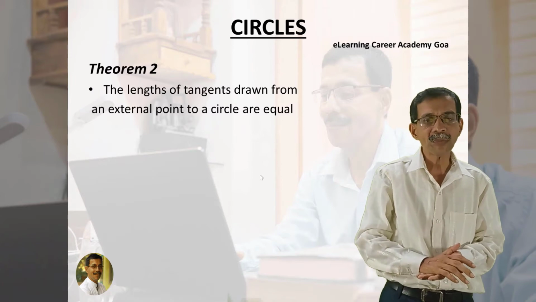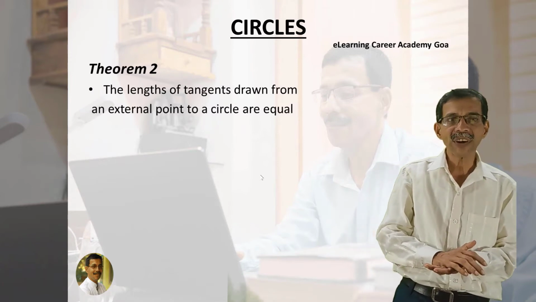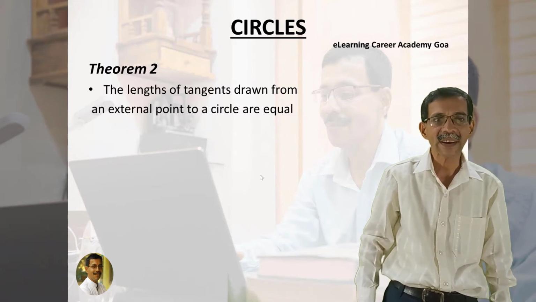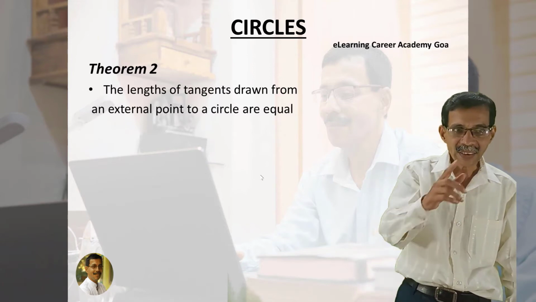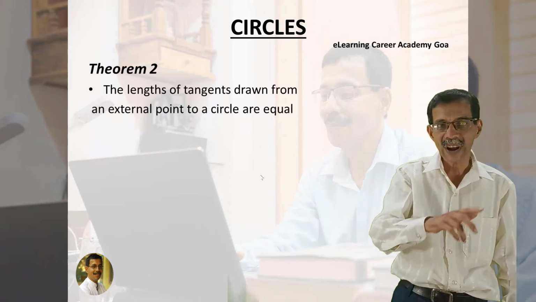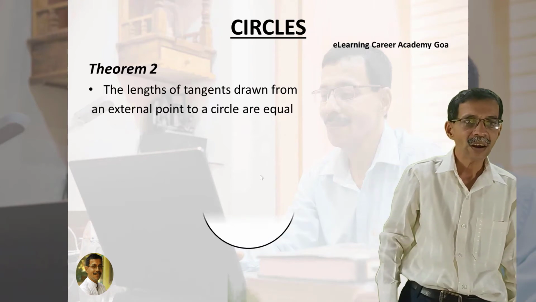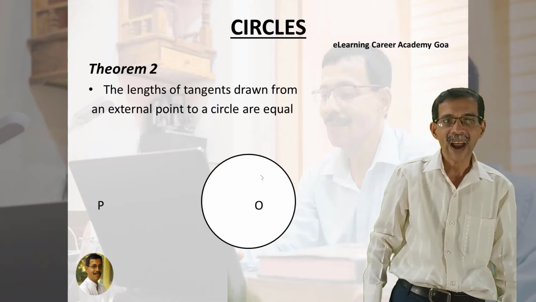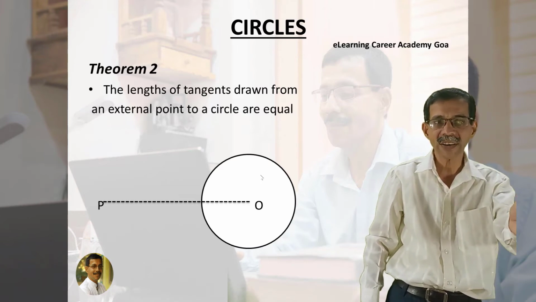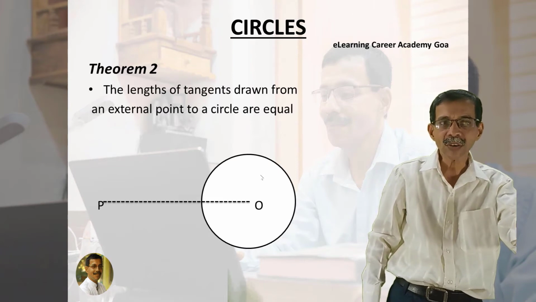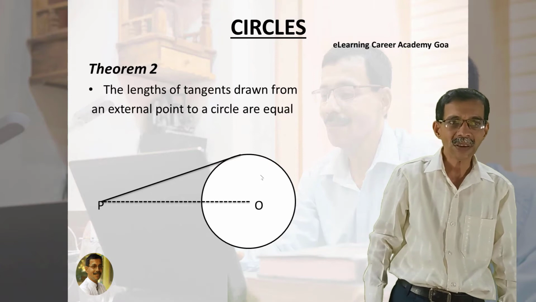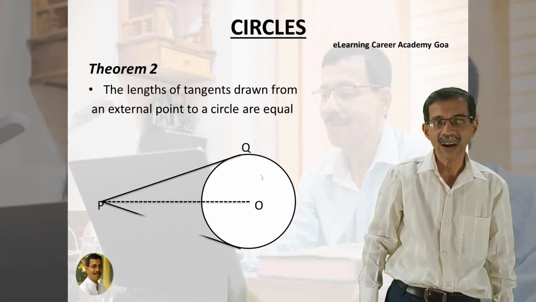The statement of theorem number 2 is like this: the length of tangents drawn from an external point of a circle are equal. And let's see this theorem with the help of a diagram. This is a circle, and O is the center and P is the point which is outside the circle. So from here, two tangents are possible to be drawn. They are drawn like this. One is PQ and second one is PR.